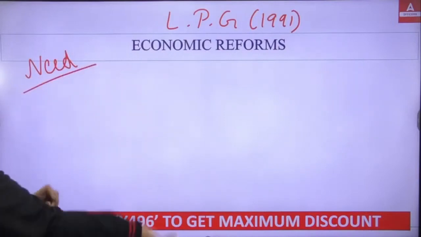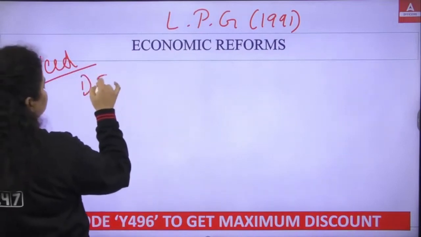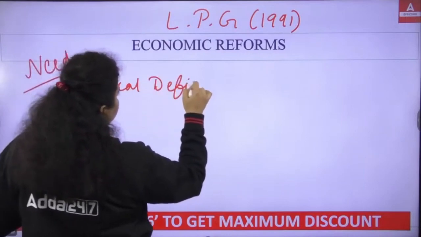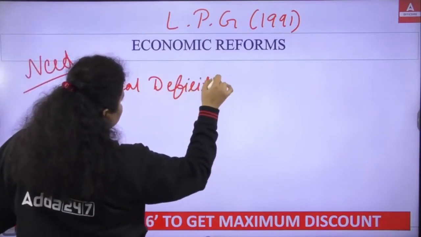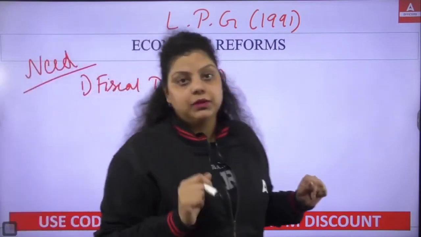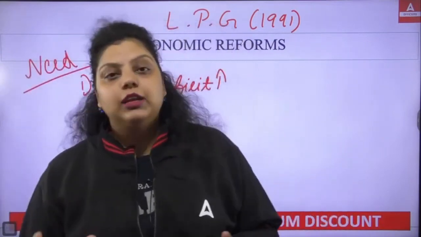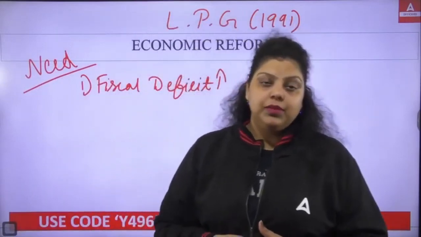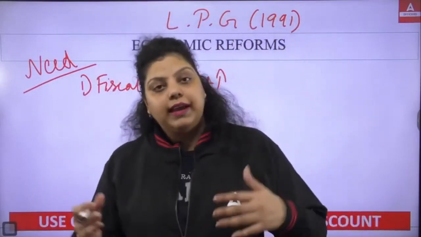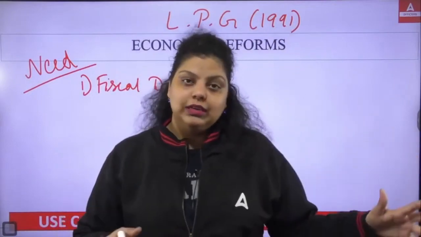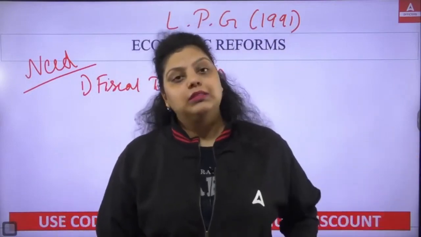First of all, the reason was that the fiscal deficit was increasing. Now what is fiscal deficit? Fiscal deficit is the loss of the government of India in the budget. The budget is the statement of income and expenditure of the government of India for the upcoming financial year. And when in the budget the expenditure is more than the revenue, more than the income, that is known as deficit.